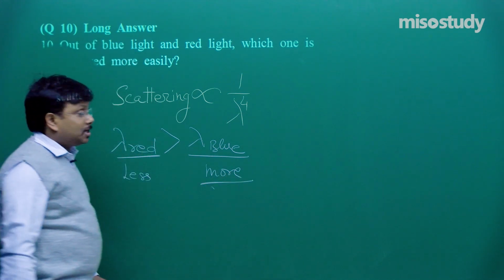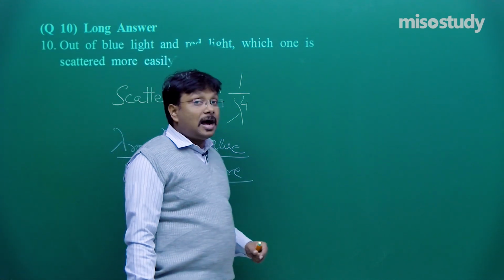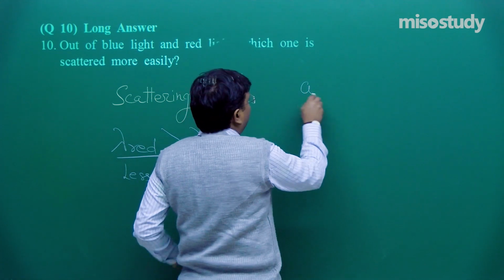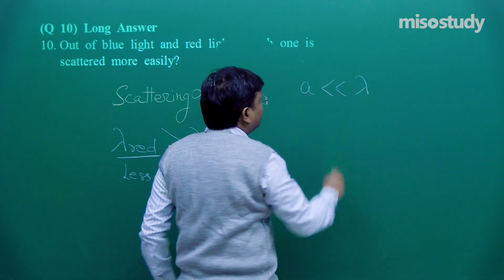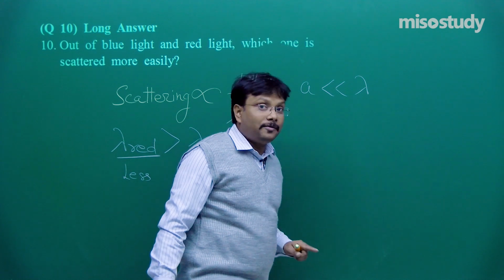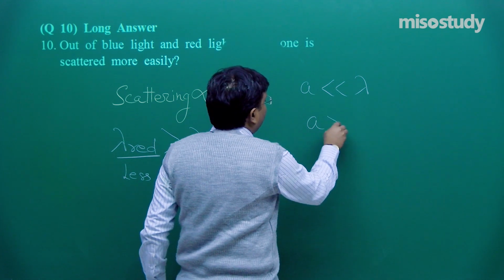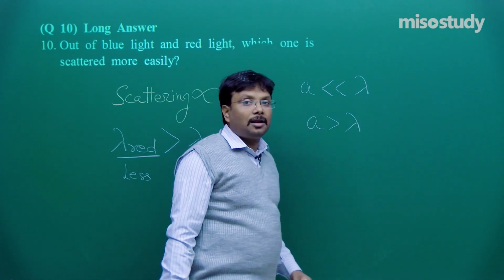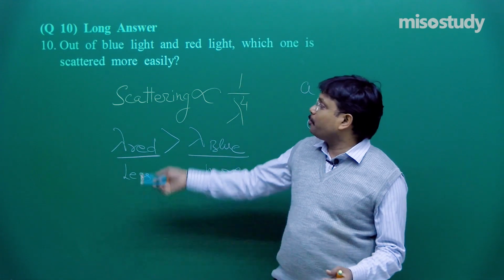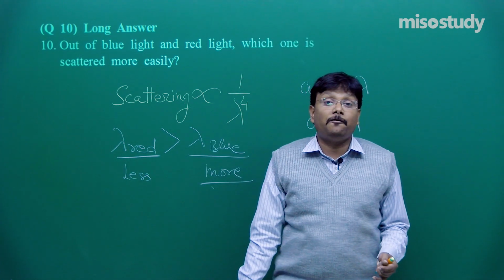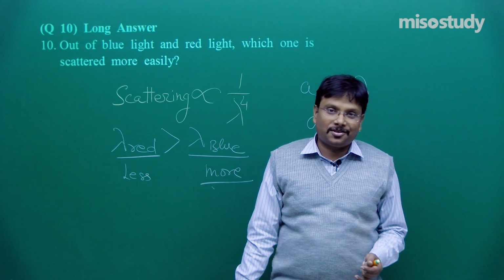Also you can mention that for scattering, the size of the particles A should be very much less than lambda, and then scattering will take place. But if A is greater than lambda, scattering will not take place. So, this way you have to provide the answers to these types of long answer questions.